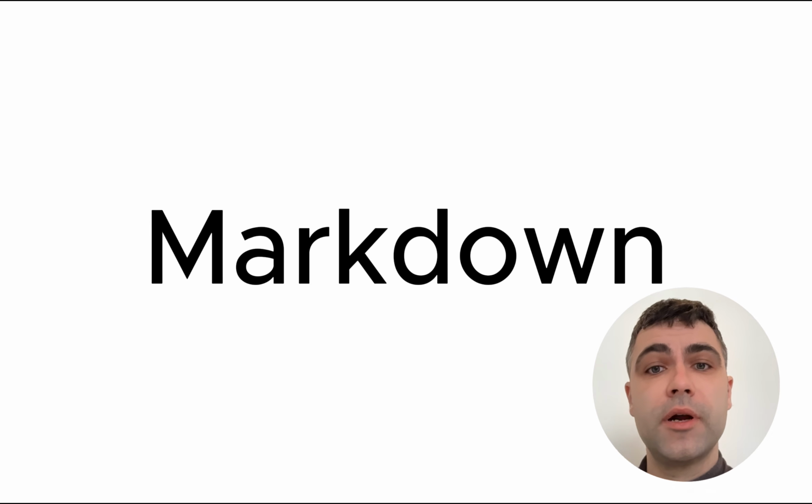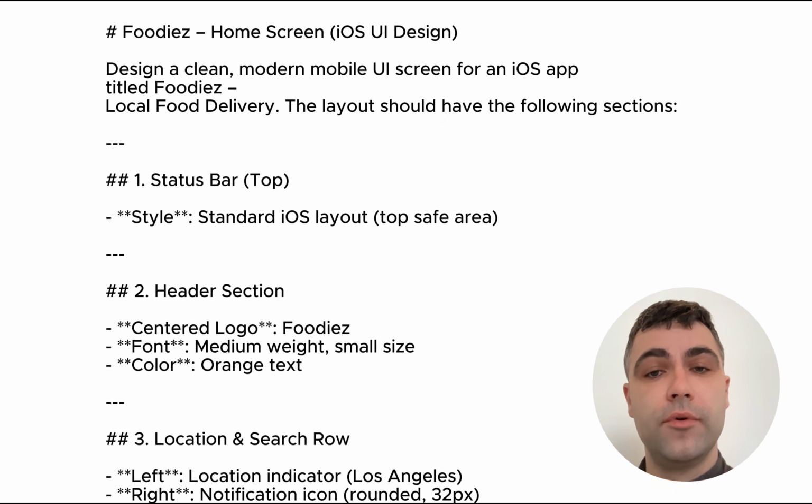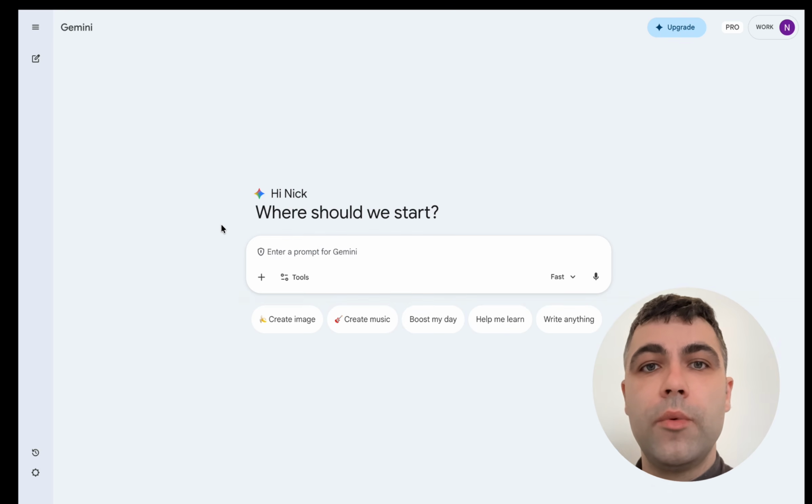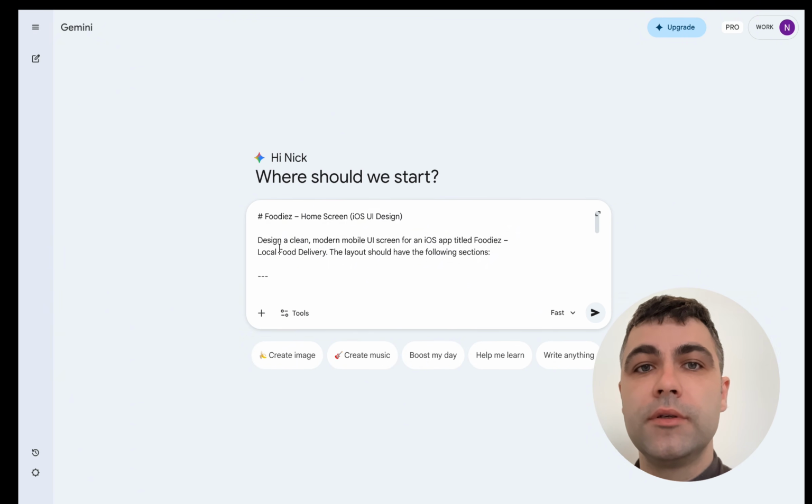I suggest using Markdown format because it makes layout easy to scan both for humans and for AI. Here is a preview of the Markdown of the home screen. If you're interested in getting a complete prompt, I will leave a link to it in the description. Once you have a prompt, you can jump to Gemini and submit it to the input field.